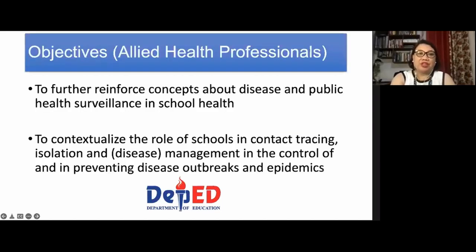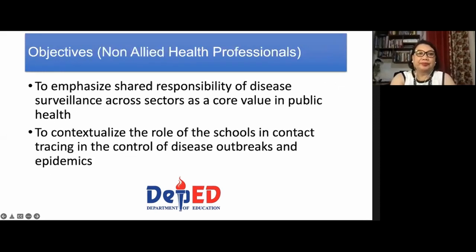The objectives of this module are as follows. For our allied health professionals, to further reinforce concepts about disease and public health surveillance in school health, and to contextualize the role of schools in contact tracing, isolation, and disease management in the control of and in preventing disease outbreaks and epidemics. For non-allied health professionals, to emphasize shared responsibility of disease surveillance across sectors as a core value in public health, and to contextualize the role of the schools in contact tracing in the control of disease outbreaks and epidemics.